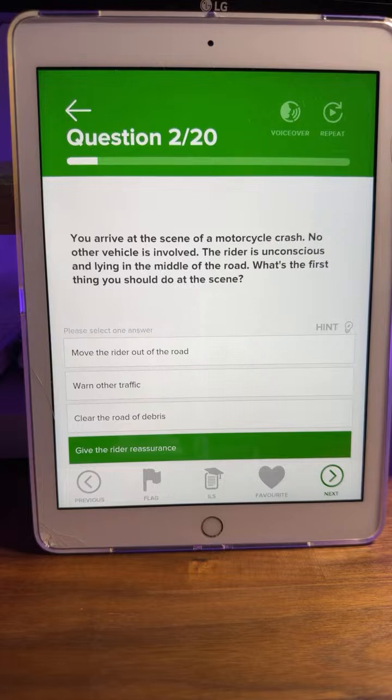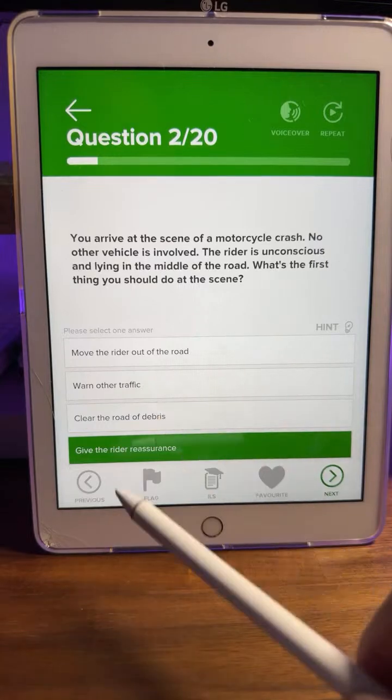Give the rider reassurance. Yeah, just think about that. They are unconscious. Isaac James is saying A. Smart Key is saying B. If you're saying A, move the rider out the road. No, again, just don't touch them, don't move them. They might have some injuries that you cannot see, and you could cause some serious further injuries. So don't touch them in that sense.